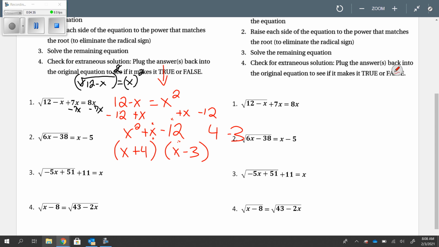We're not done yet. We're going to set both of these to 0. x plus 4 equals 0. x minus 3 equals 0. And then to solve for x and get our two answers, just move 4 over and move 3 over.